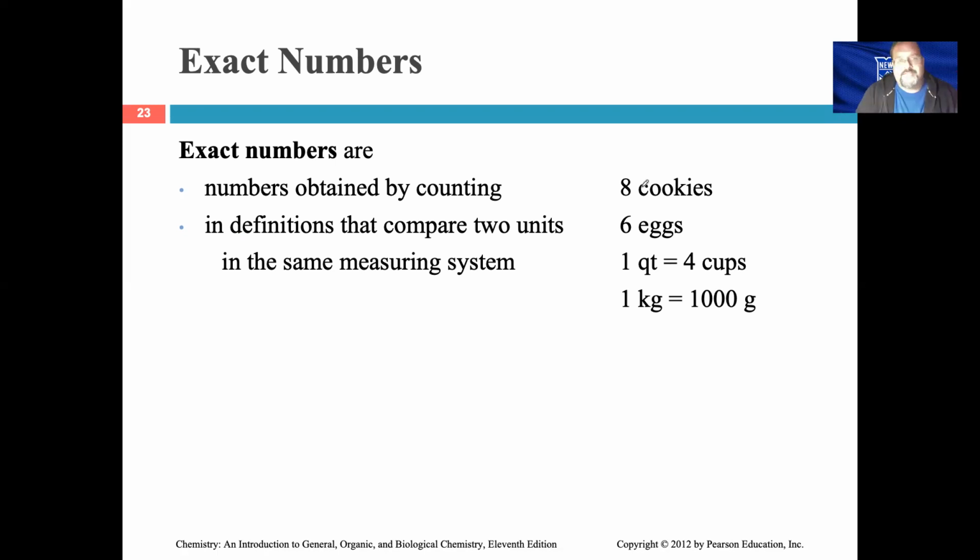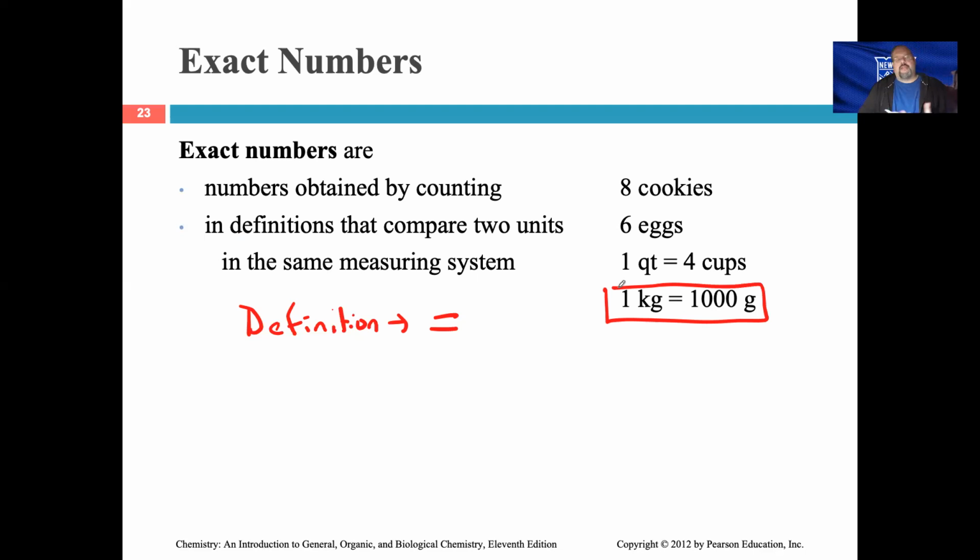The other way we come up with exact numbers is by definition. And in mathematics, the way we talk about definition is with the equal sign. When you have the equal sign, essentially you have a definition. So for example, there is exactly 1 kilogram. 1 kilogram is exactly equal to 1,000 grams. The 1 and the 1,000 there are exact because the equal sign talks about definition.